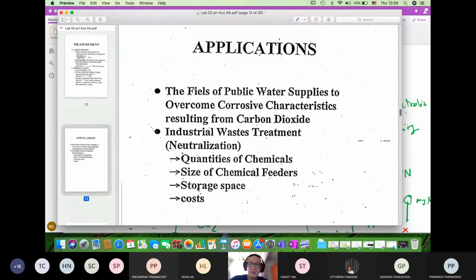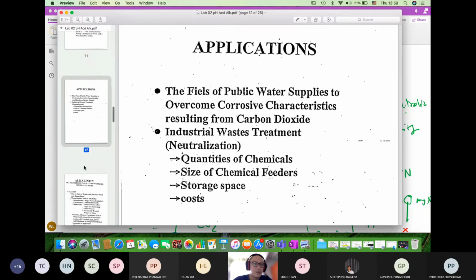So as I mentioned, the acid is associated with the corrosive characteristic of the pipe. So we have to be careful if we want to use the pipe for the long term. The water that is supplied to the pipe needs to have the amount of acidity minimized. So this is the application of the acidity information.